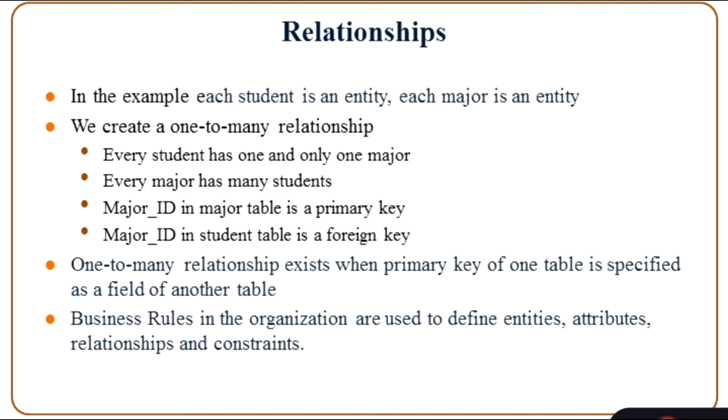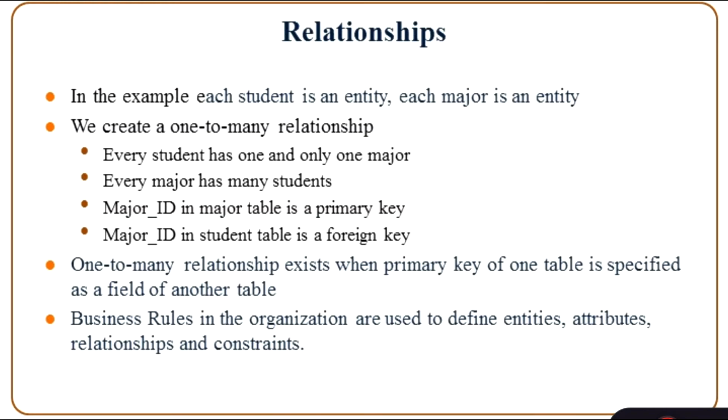The major ID in the major table is the primary key. And as we can remember, in the primary key, each key is unique. The major ID column in the student table is a foreign key. Each major ID in this column is not unique. When we look at a one-to-many relationship, we can see the primary key is on one table, and on the other table we can see the foreign key. The foreign key is just a field of the other table. The data in the foreign key field is not unique.